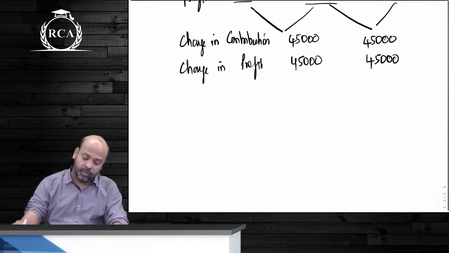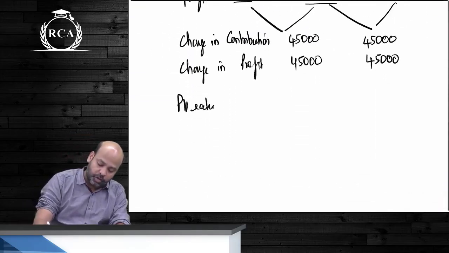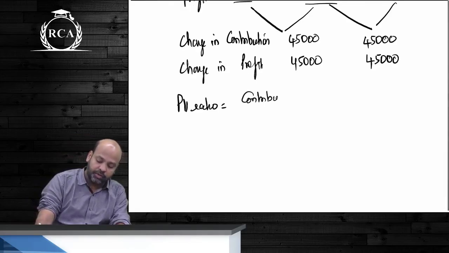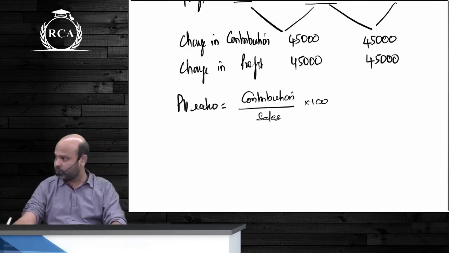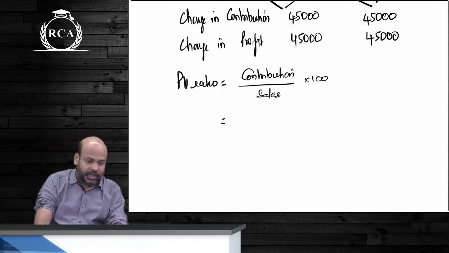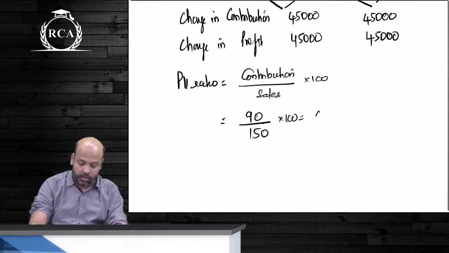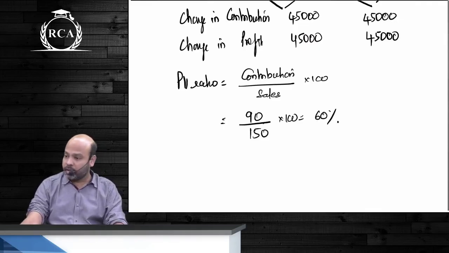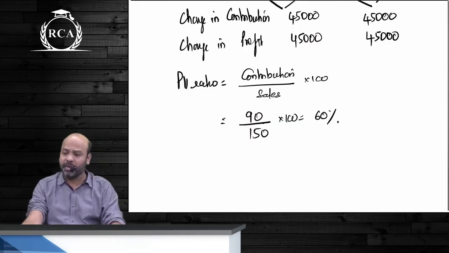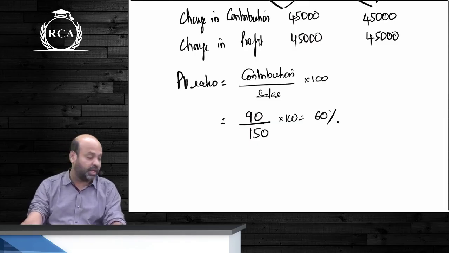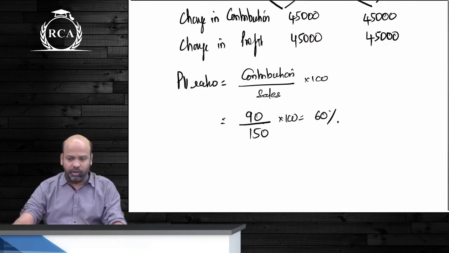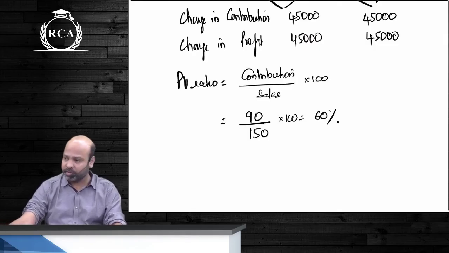Now, PV ratio is the proportion of contribution in the revenue of the firm. What proportion of your selling price represents contribution? In our example, it is 90 upon 150, 60%. 60% of the revenue that I'm getting will be my contribution. Basically, if I increase my revenue by 100 rupees, I will also have to incur a variable cost of 40 rupees, but my contribution will only be 60 rupees.